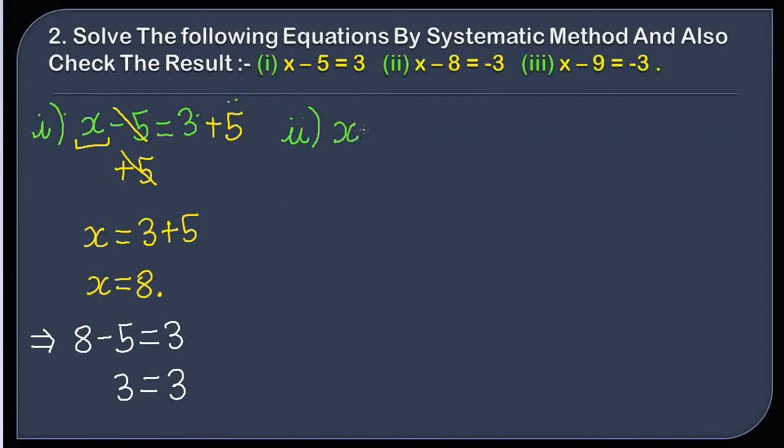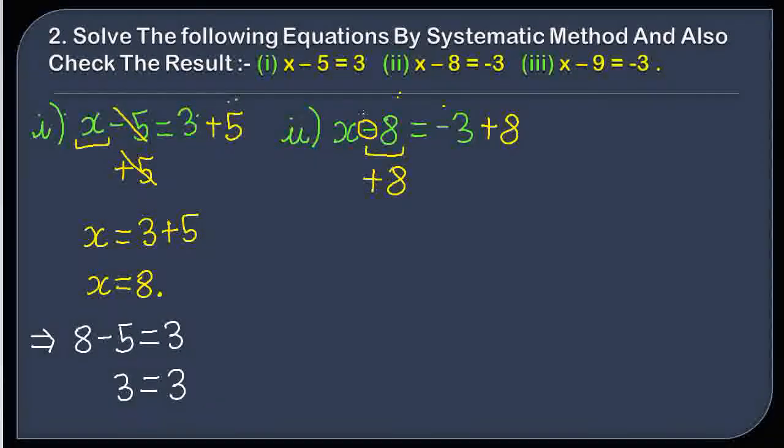x minus 8 is equal to negative 3. This involves a negative number, but the concept will remain the same. We have to get rid of this minus 8. As it is subtracted, we are going to do an inverse operation, that is plus. We are going to add 8 to both sides.